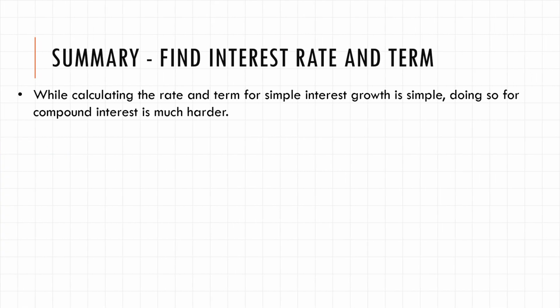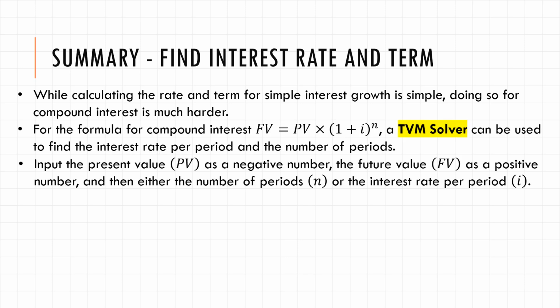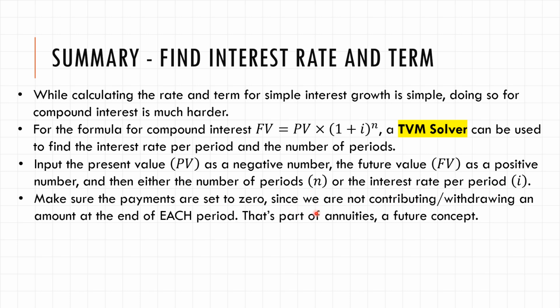We then learned how to find the interest rate and term. Doing that for simple interest is simple, but for compound interest, we need to use something called a TVM solver. All we do is input the present value as a negative number, the future value as a positive number, and then the number of periods or the interest rate per period, and then make sure the payments are set to 0 since we're not actually making payments every period. That is part of a future concept called annuities.